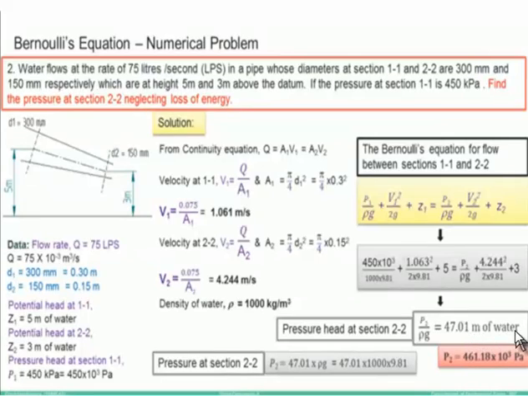47.01 meter of water. So we get the answer in terms of meter of water, which we have to convert into pascals. That is how to convert it. P2 is equal to 47.01 into rho g. We take this term to this side, then it becomes pascal. That is 47.01 into 1000 into 9.81, and we will get P2 is equal to 461.18 into 10 raised to 3 pascal. Okay, so this is our required answer.